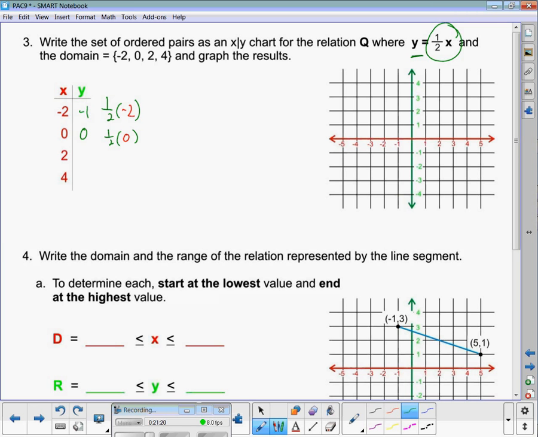You know the rule. All right, so I have to hurry here. Next one, stick a 2 in. 2 times a half is 1. And the last one, stick a 4 in, and 4 times a half is 2.